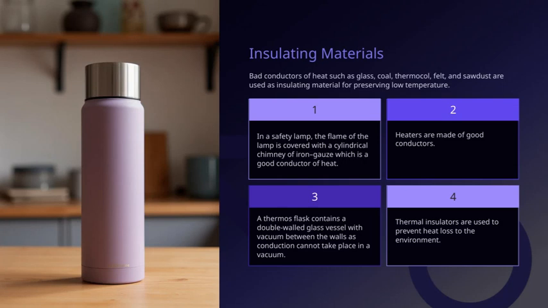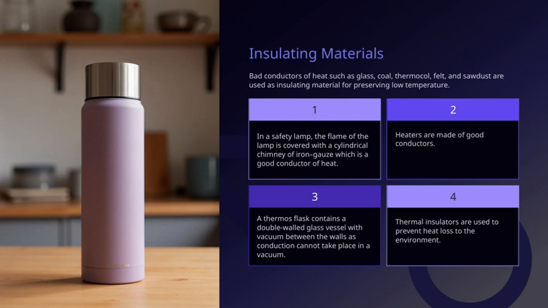Let's talk about insulating materials and their importance. First, thermal insulators are used to prevent heat loss to the environment, helping us keep things warm or cold as needed. For example, in everyday life, we use insulation to save energy and maintain temperature. Heaters, on the other hand, are typically made from good conductors of heat. Metals like copper and aluminum are common because they transfer heat efficiently, making them ideal for heating appliances.